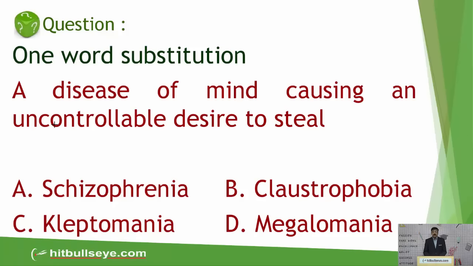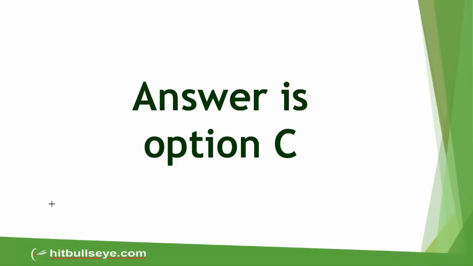Now this question is based on one word substitution. It says we have to find one word for the given expression. The expression is a disease of a mind causing an uncontrollable desire to steal. Now uncontrollable desire to steal is called kleptomania. Hence answer would be option C.